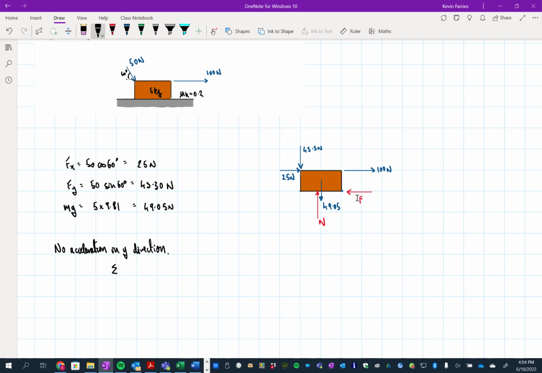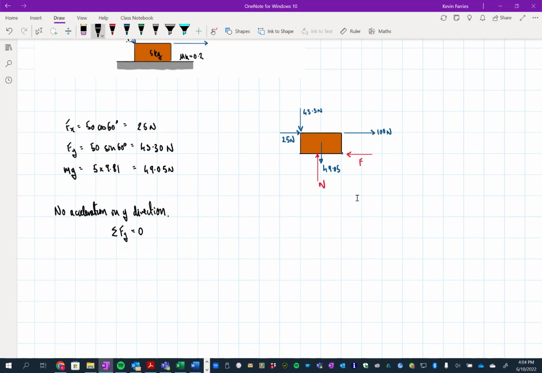So we know that the acceleration is 0, so the sum of the y components must be equal to 0. Therefore, looking at the different forces in the y direction, we're going to have minus 43.3, minus 49.05, plus the normal force is equal to 0. So the normal force must be equal to 49.05 plus 43.3, which is equal to 92.35 newtons.